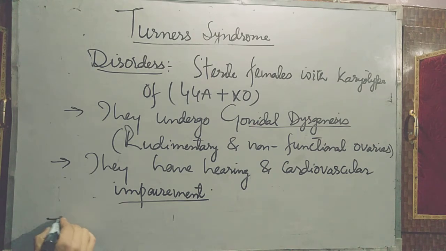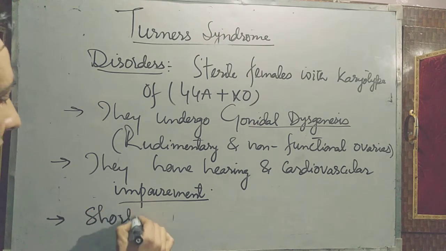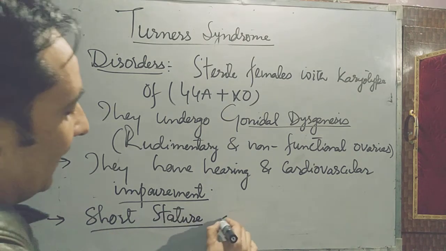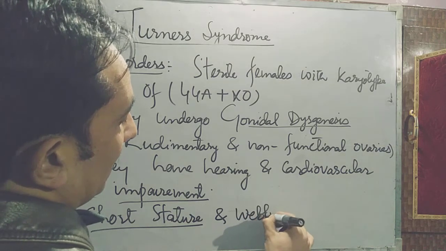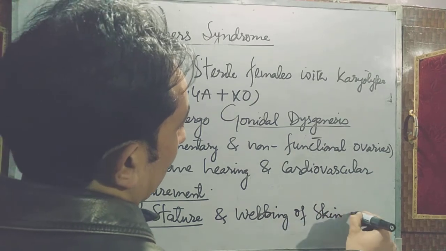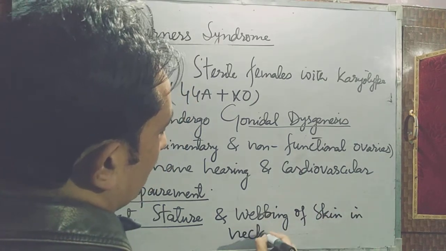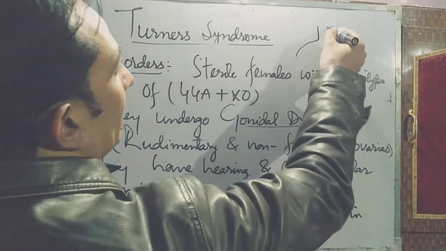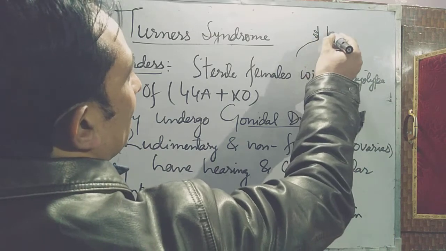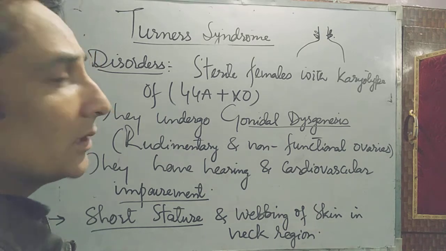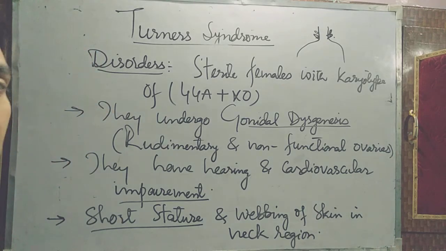Then there is another thing, that they have short stature. Their height is less, so we say they have short stature, and webbing of skin in neck region. It means that they develop, for example, this is the neck of such a female, they develop webs in the skin in the neck region. That's what we call the webbing of the skin in the neck region. So this is all about Klinefelter syndrome and the Turner's syndrome, which are both sex chromosomal anomalies.